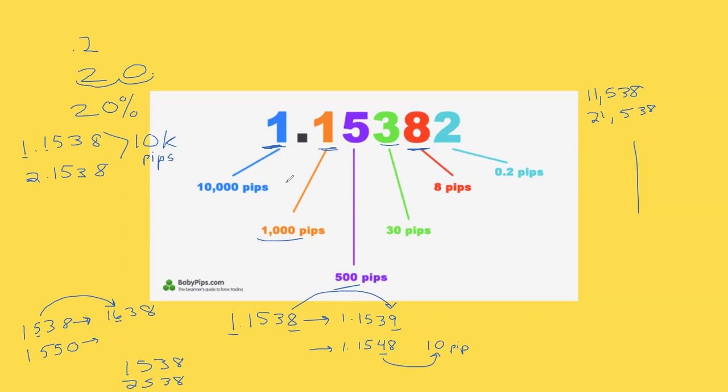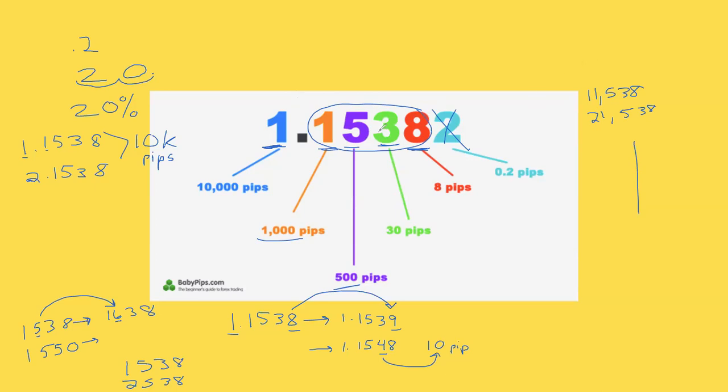Trying to think of anything else I want to mention on this topic. But once again, this doesn't really matter. It's just a fraction of a pip. This is the 1 place, the 10 place, the 100 place. Most of the time, we're right in here.